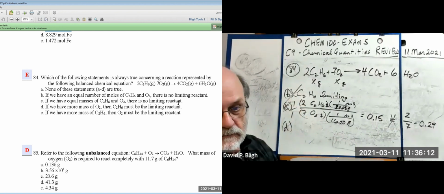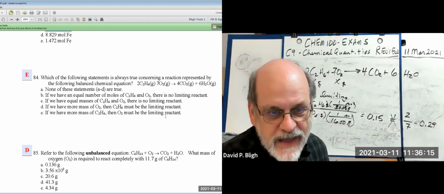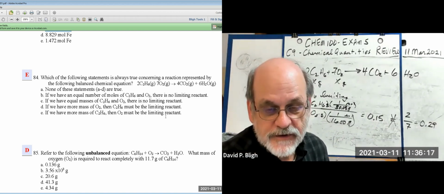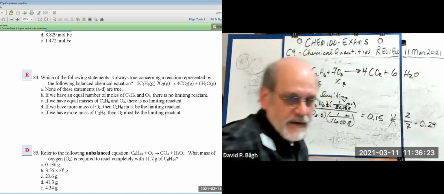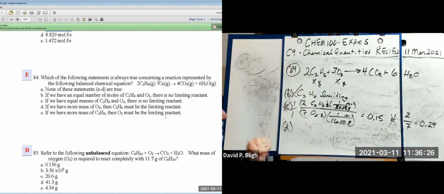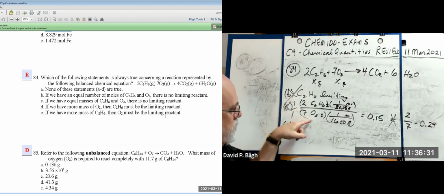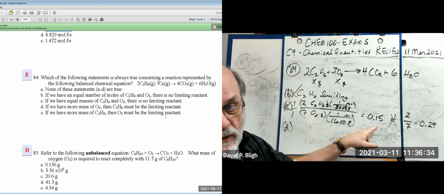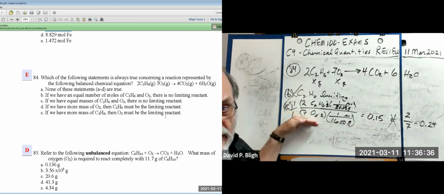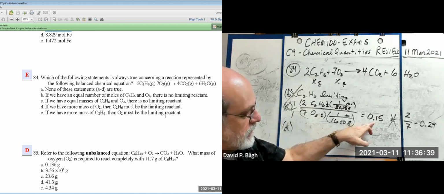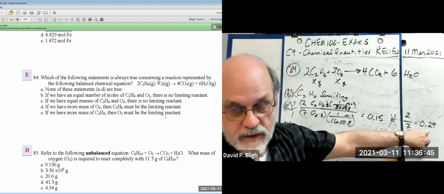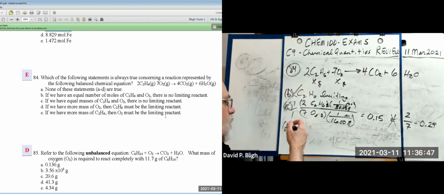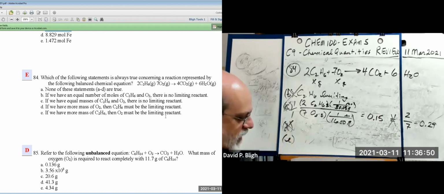How about D? If we have more mass of O2 than C2H6, then C2H6 must be the limiting reactant. All right, so go back to C. This is equal masses. What if we have more mass of O2 down here? What would that do to the ratio? If you increase the denominator, you decrease the quotient. So it would be less than 0.15, which is still not stoichiometric, right? So D is wrong.